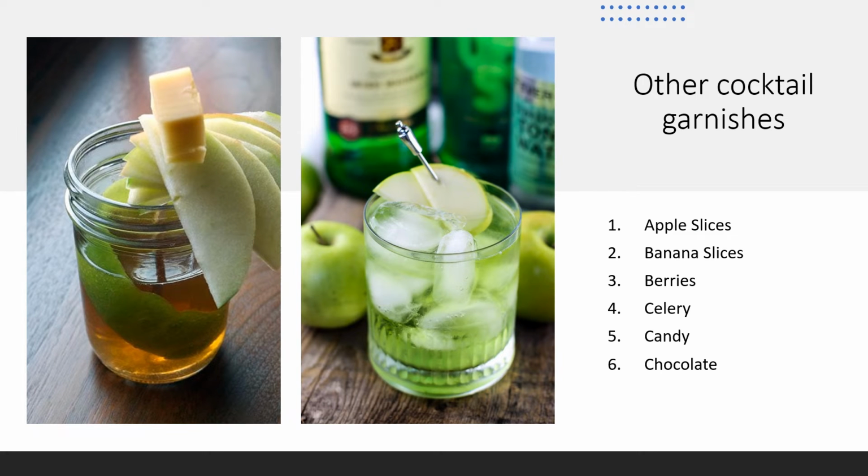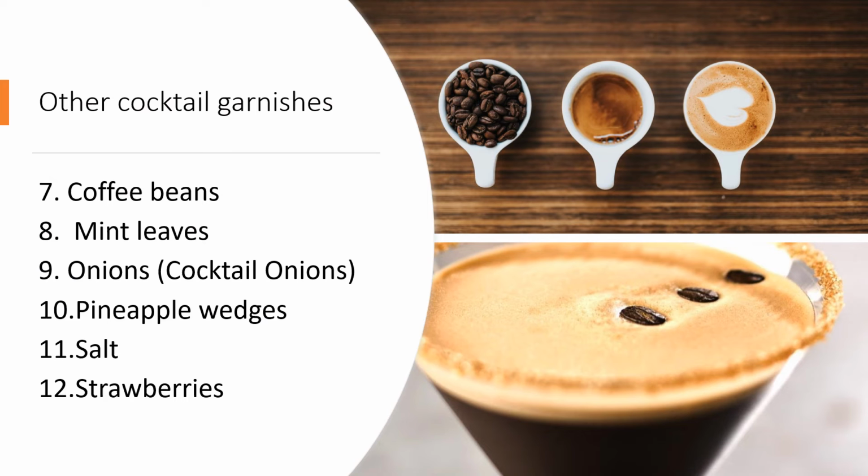Other cocktail garnishes which can be used when preparing cocktails are the following: apple slices, banana slices, berries like raspberries, blueberries, blackberries, or other berries. Candy, celery, chocolate, coffee beans, mint leaves, cocktail onions, pineapple wedges, salt, and strawberries. Coffee beans can be used as garnish for sambuca.